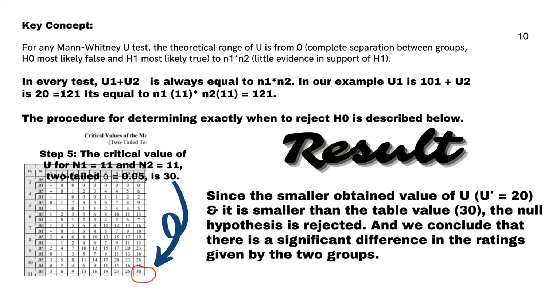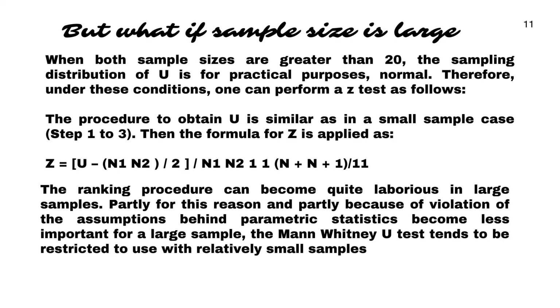So what does our result say? The smaller obtained value of U, U2, is 20, and it is smaller than the table value 30, so the null hypothesis is rejected, and we conclude that there is a significant difference in the ratings given by the two groups. This is a small sample, so it's easy for you to solve it.